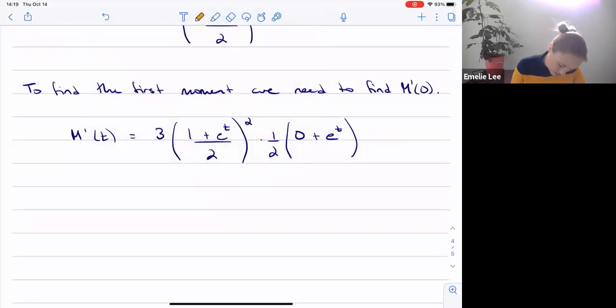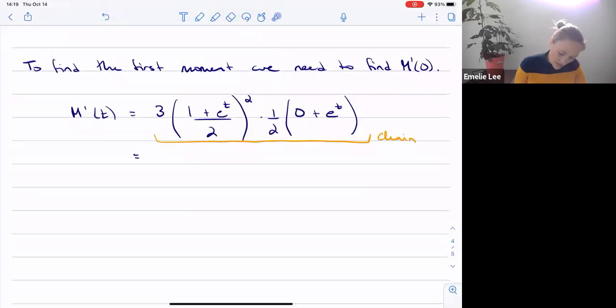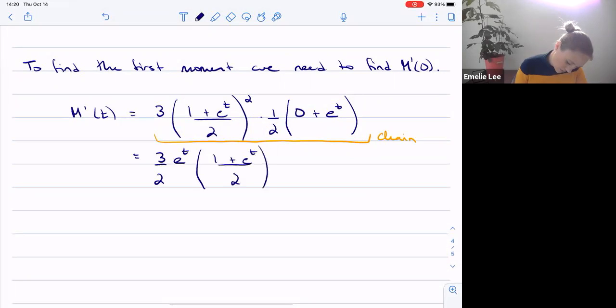This is from the chain rule. Derivative of the outside times the derivative of the inside, which puts me at, okay, I can shift this 1 over 2 because I'm just multiplying through by 1 over 2, and then 0 plus e to the t is just e to the t times this (1 plus e to the t over 2) all squared. So I get 3 over 2 times e to the t times (1 plus e to the t over 2) squared.